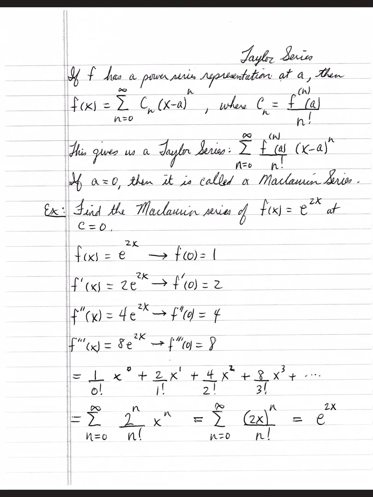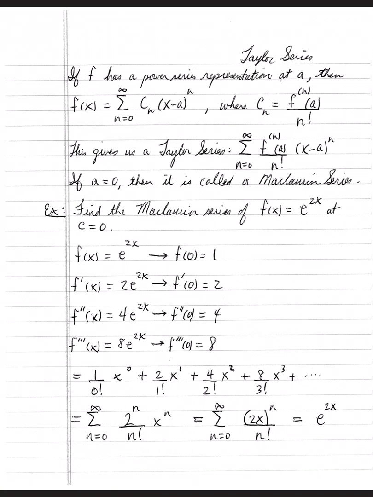If f has a power series representation at a, then the function f of x can be written as an infinite series. C sub n is a coefficient of an n term, x minus a will be the value at the center to the n power. This C sub n is a coefficient of the power series where you have f of the nth derivative evaluated at the center, which is your a value, over n factorial.